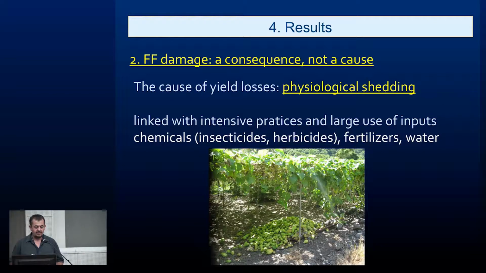It means if you put larger amounts of input, such as fertilizer, such as pesticide, and so on, you will get a high production under the trees, and the plant is not able to develop all the fruit towards their maturity. So a percentage of this fruit falls down and so becomes a reservoir for fruit flies.